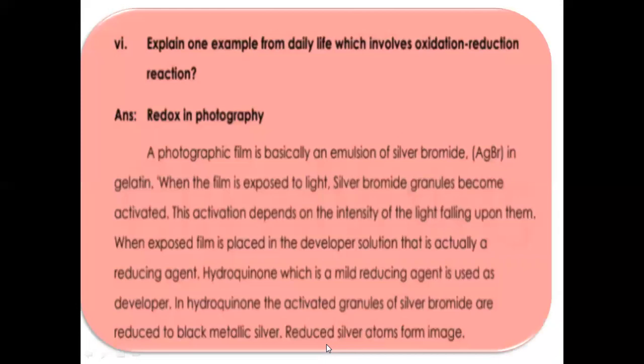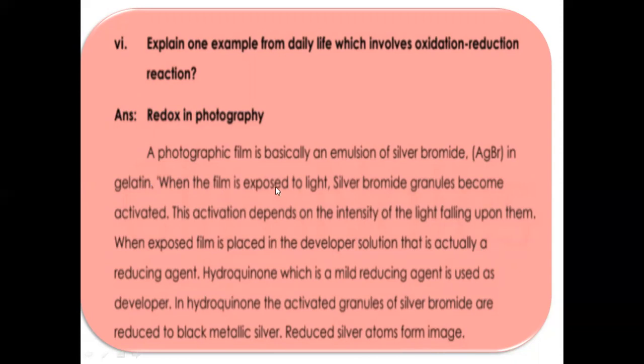Question number 6. Explain one example from daily life which involves an oxidation reduction reaction. One of the important methods is redox photography. A photographic film is basically an emulsion of silver bromide. You can say it is a strip having silver bromide in gelatin. Sodium bromide is mixed with gelatin.